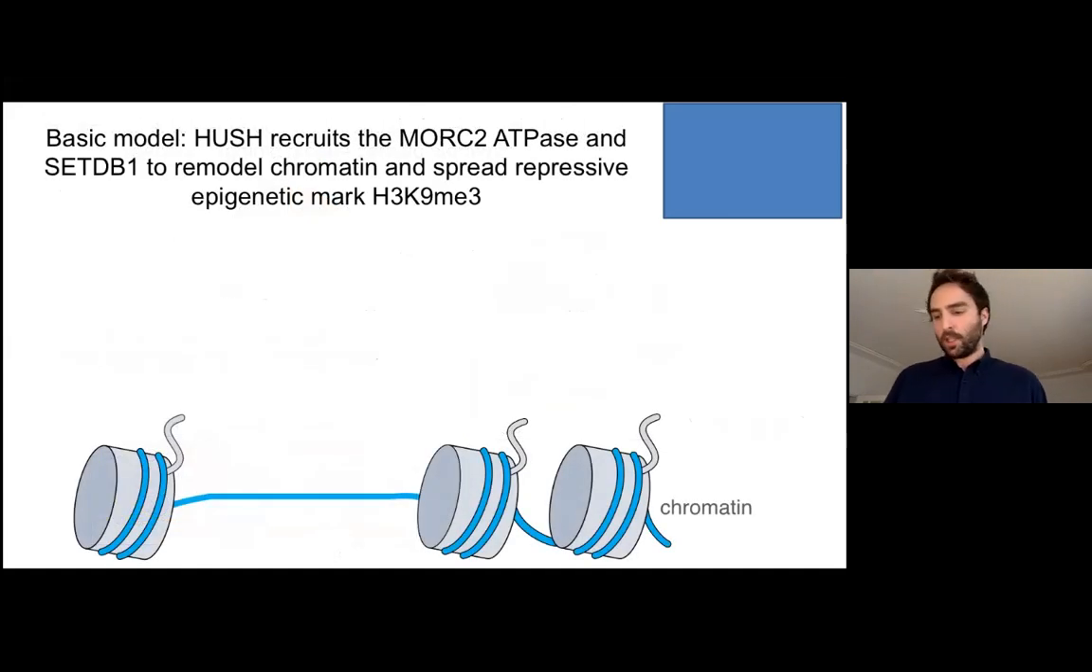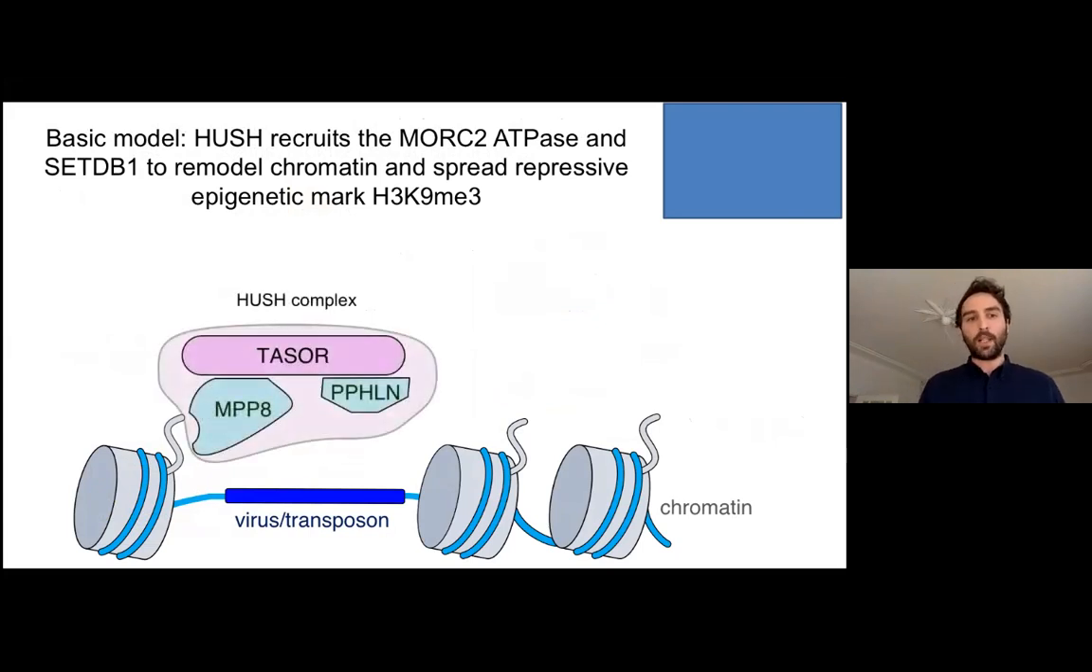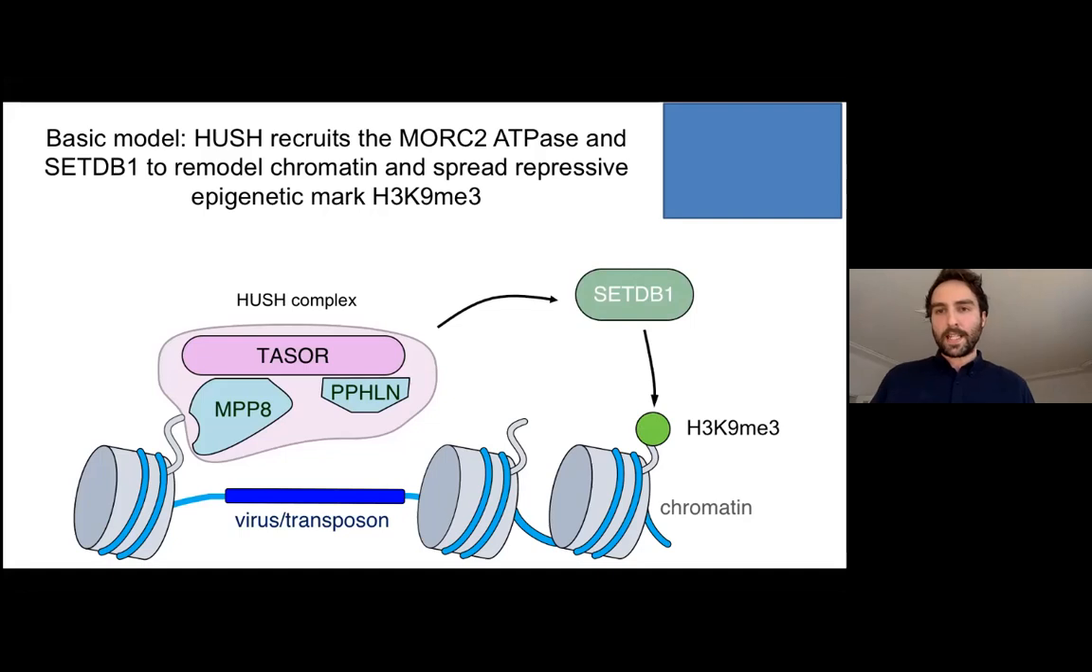The basic model behind how HUSH works is that the 3 core components, upon viral or transposon integration, somehow assemble at the chromatin where the virus has landed and recruit the MORC2 ATPase and SETDB1 to remodel chromatin. So they somehow recruit SETDB1, which deposits this repressive epigenetic modification, H3K9 trimethylation.